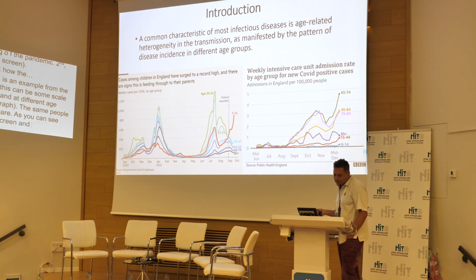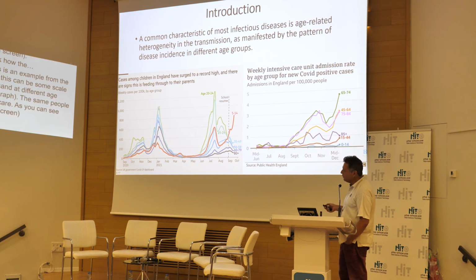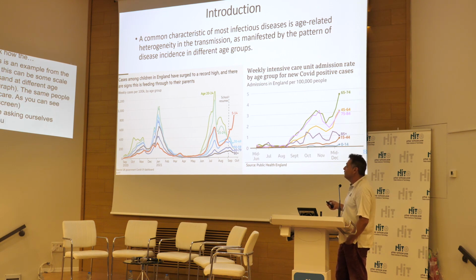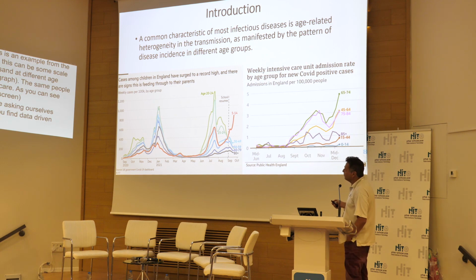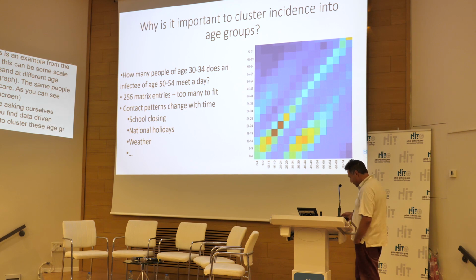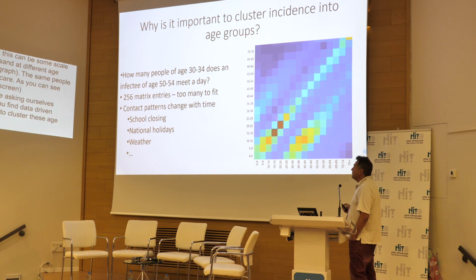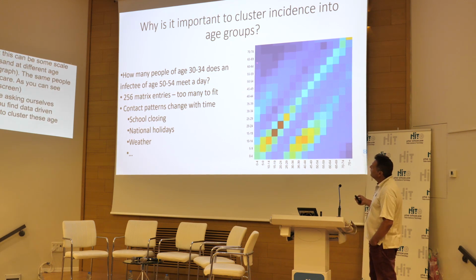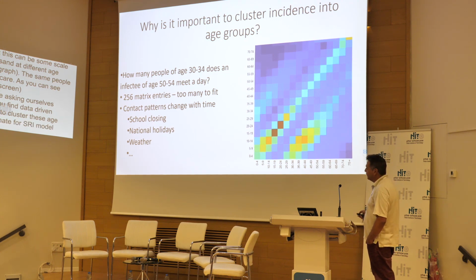And so the question we were asking ourselves way before COVID is, can you find data-driven ways to decide how to cluster these age groups? And my main motivation, because I was obsessed, I guess, for about 10 years, is to try and estimate these matrices, which, for SIR models, tell how many people infect how many people at different ages.